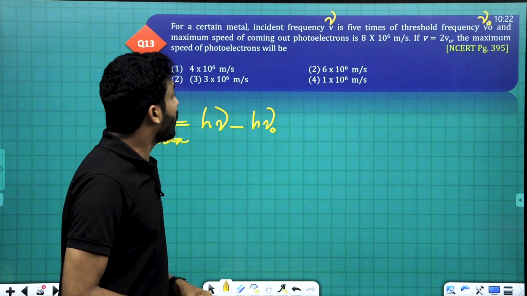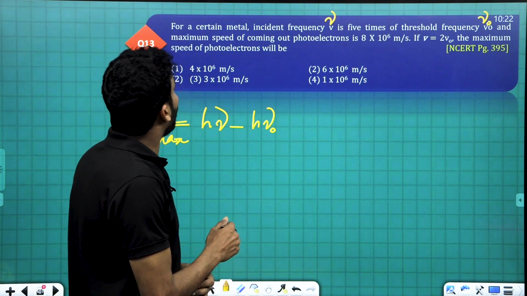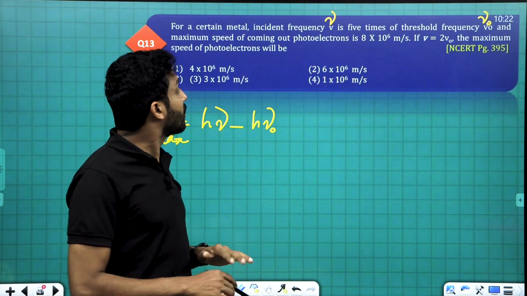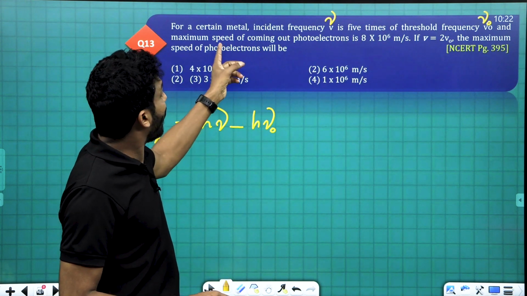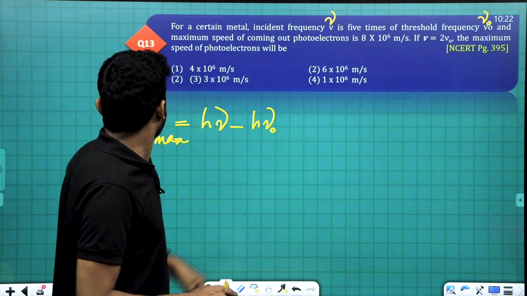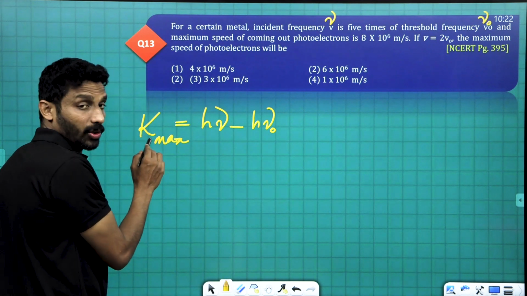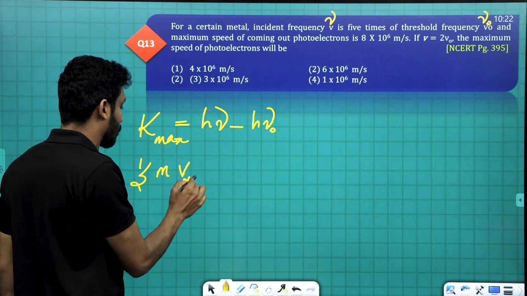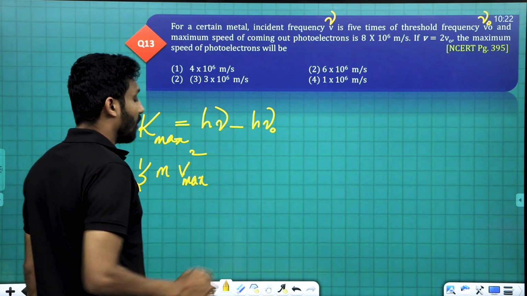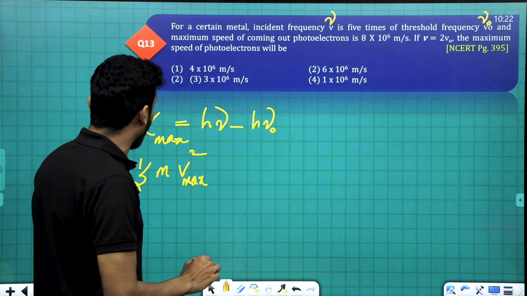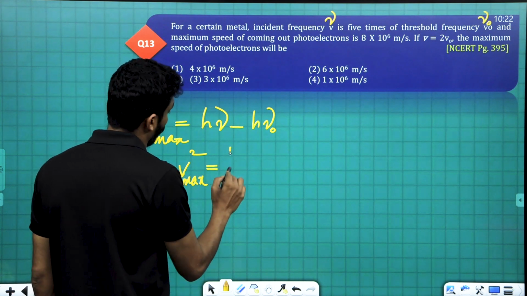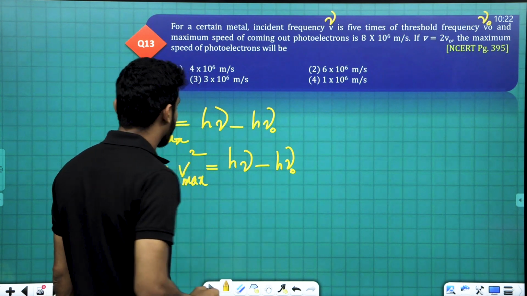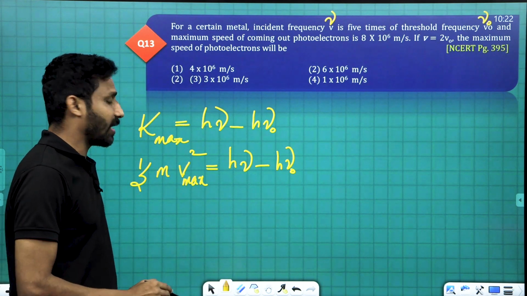Now here, when this frequency is 5 times nu naught, we can convert into speed: half into mass of electron into V max square, where V max is the maximum speed of the photoelectron, is equal to h nu minus h nu naught. This equation we can use.